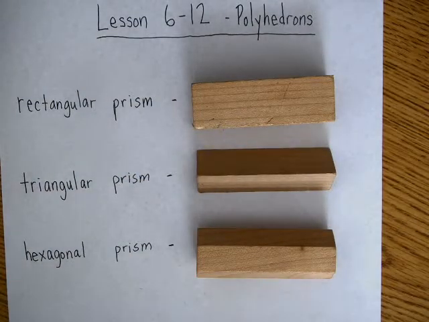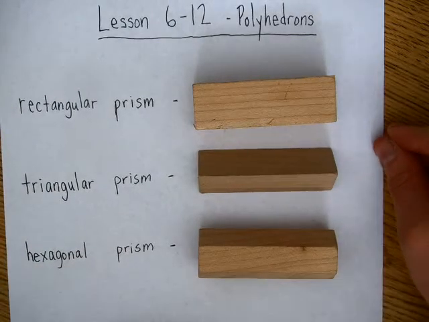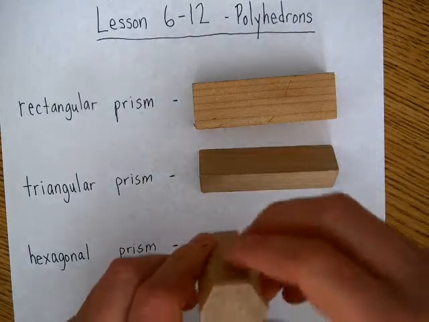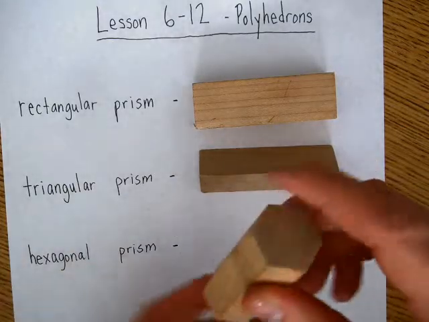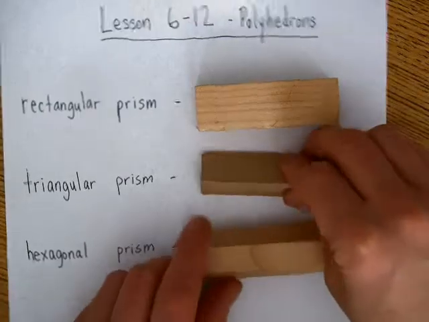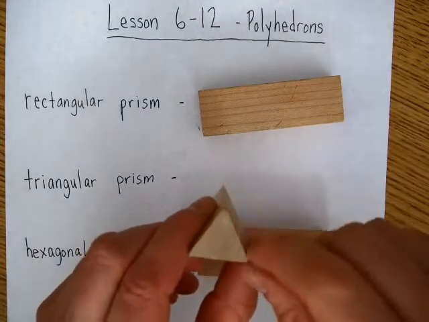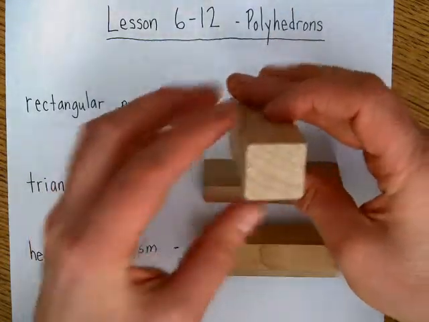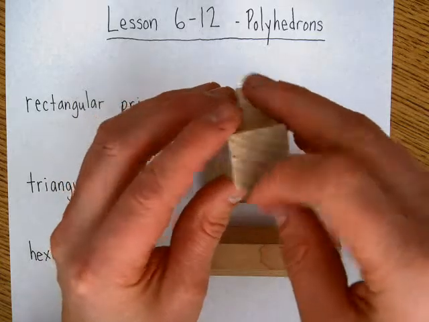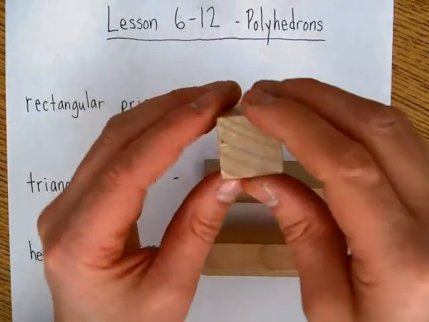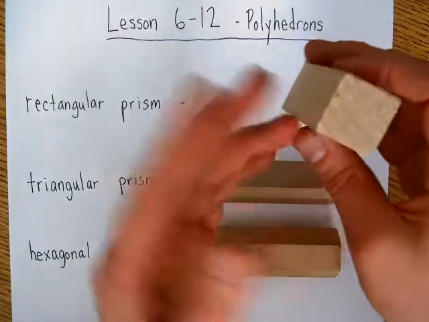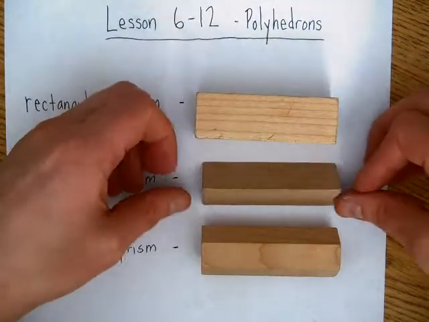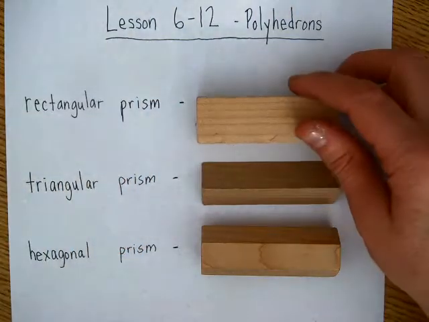We want students to be able to identify and name the prisms, and they can do that by knowing what the bases are. So in this case, the base is a hexagon, it's a hexagonal prism. In this case, the bases are triangles, so it's a triangular prism. In this case, the base is a square, but we want students to know a square is a special kind of rectangle, so it's not a square prism, it's a rectangular prism. That's the vocabulary term we want students to know. So we want them to be able to identify and name those.